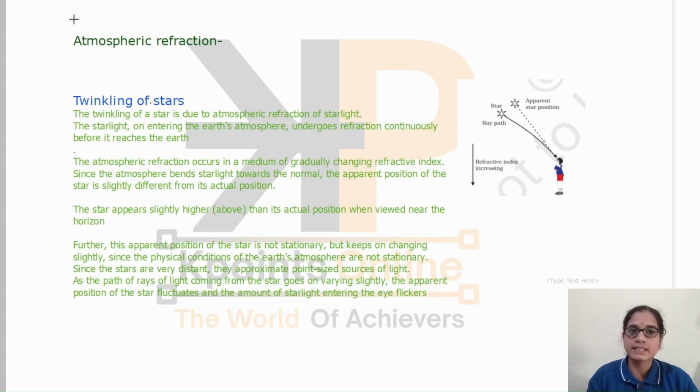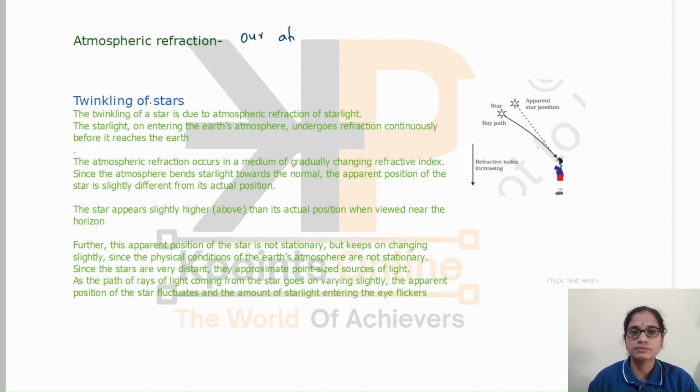The answer is yes. It is because the atmosphere is composed of different layers, and all these different layers have different optical densities, because of which whenever rays travel through these layers they undergo refraction. And this refraction which we see in the different layers of the atmosphere is called atmospheric refraction.